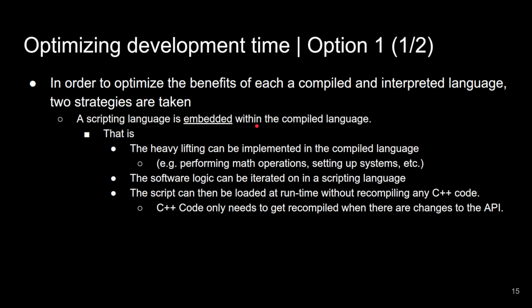Okay, so in order to optimize our development time, we really have two options here. What I mean by optimizing our development time is taking a scripting language and putting it into C++. Okay, so a scripting language can be embedded within a compiled language. That means our compiled language, C++, where we're doing all these heavyweight, complex math operations, setting up different systems, and so on, can still be done in C++, but the actual logic of our application can be iterated on in a scripting language.